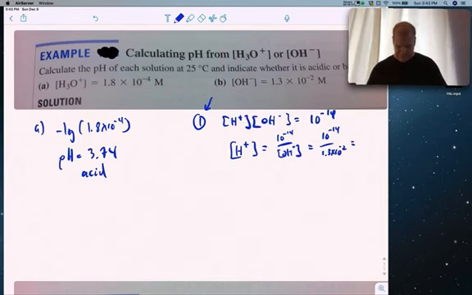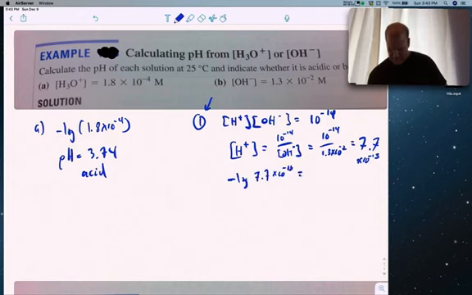This is 7.7 times 10 to the minus 13. Minus log of 7.7 times 10 to the minus 13. So minus log, second answer. And this is 12.11. And that is basic, or alkaline.